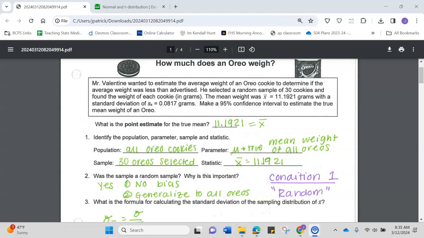So you have to watch and listen to the video carefully so you understand when to use a t-curve, why we use it, and how we're going to use it, how it's different than using a normal curve.